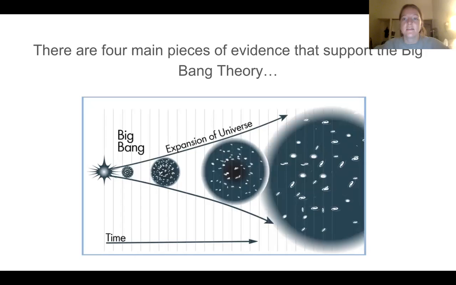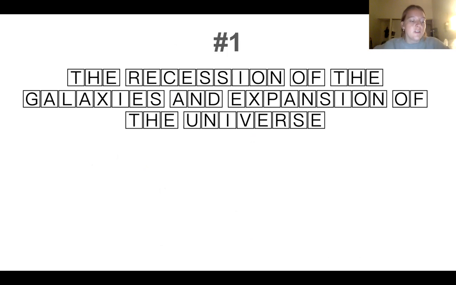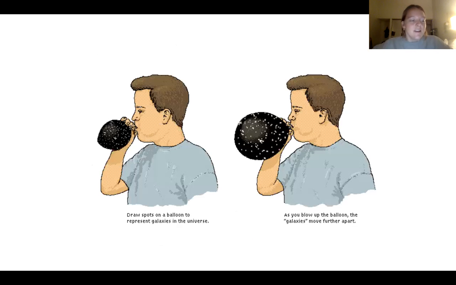So there's four main pieces of evidence that support the Big Bang Theory. And these are like little illustrations that just kind of demonstrate it. The first is the recession of the galaxies and expansion of the universe. So, the expansion of the universe and the recession of the galaxies is essentially the increase in distance between any two given parts of the observable universe with time.